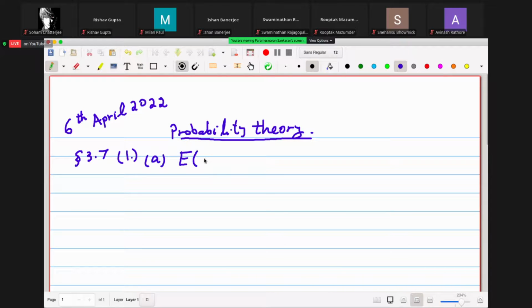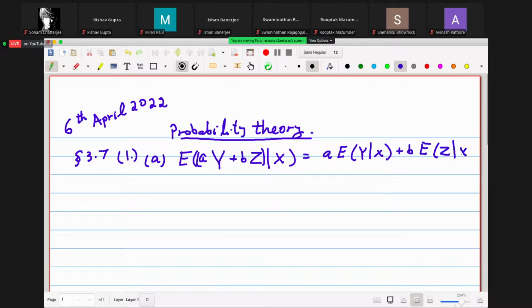So, the expectation of ay plus bz given x is equal to, so this is together, okay? I don't like to put one more bracket. So, this is a times the expectation of y given x plus b times the expectation of z given x. Let us write down a few more properties.